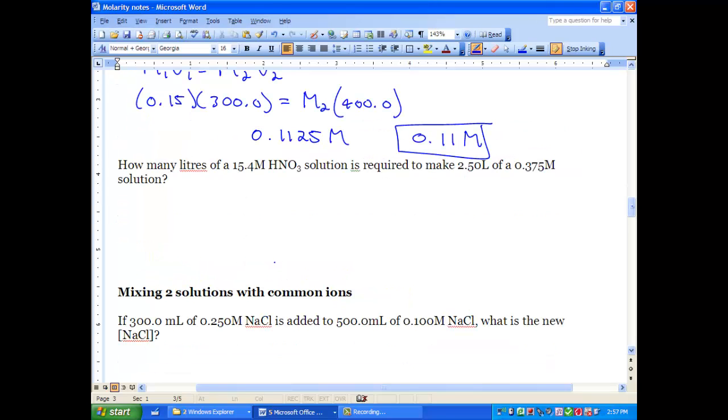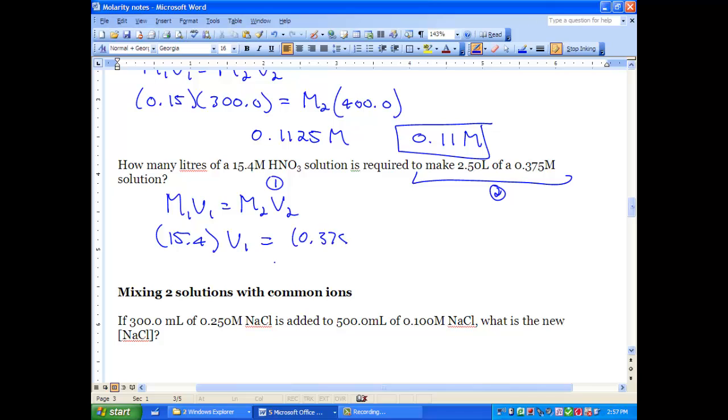This question says, how many liters of that thing is required to make this and this? So if you're making these things, this is your 2, and this is your 1. So this is what you're trying to get at the end, and this is what you're using to start with. So again, I like writing down my formula, M1V1 equals M2V2. My initial molarity is 15.4. My initial volume is what I'm solving for. My new molarity that I'm trying to make is 0.375. And my new volume I'm trying to make is 2.50 liters.